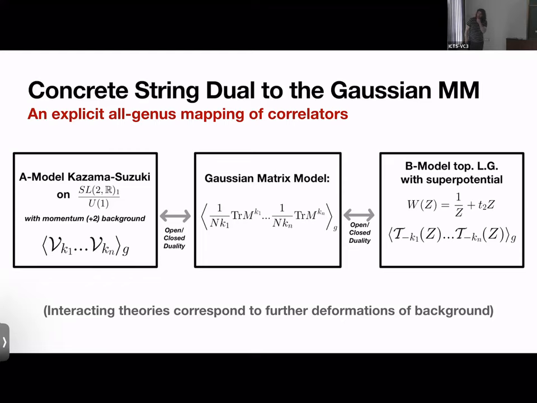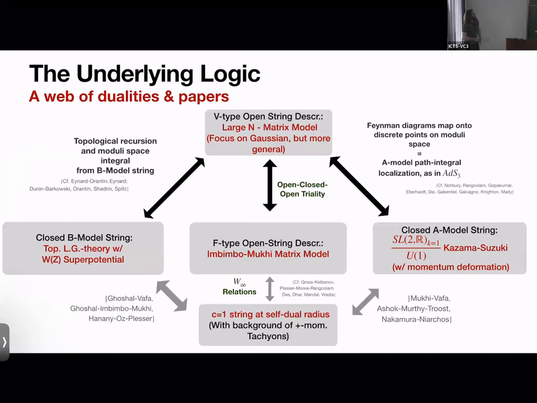Yes, exactly. So this is really just for simplicity, but as I was saying, in these interacting theories, there's a very clear recipe for how you further deform the background, which is a different potential and a sort of turning on different momentum backgrounds here as well. And you can match the coefficients and everything. Okay, great. So let's verify that equality.